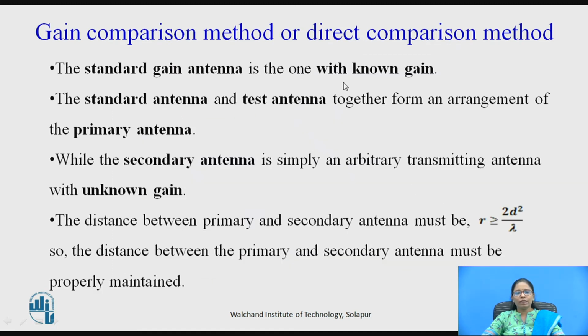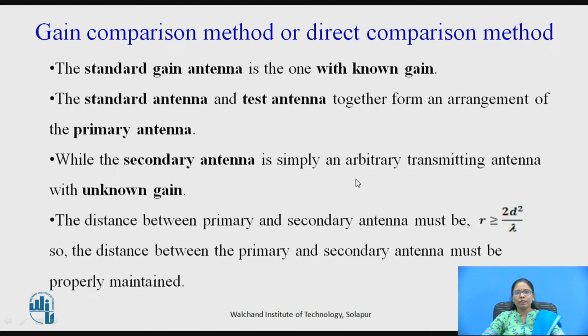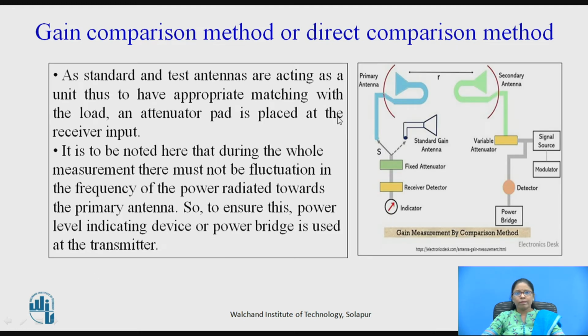The standard gain antenna is the one with the known gain. The standard antenna and the test antenna together form the arrangement of the primary antenna, while the secondary antenna is the transmitting antenna whose gain we want to measure, and the distance between the primary and secondary is kept greater than 2d square by lambda. As the standard and the test antenna are acting as a unit, there should be appropriate matching of the load, and the attenuator pad is placed so that there will be load matching.